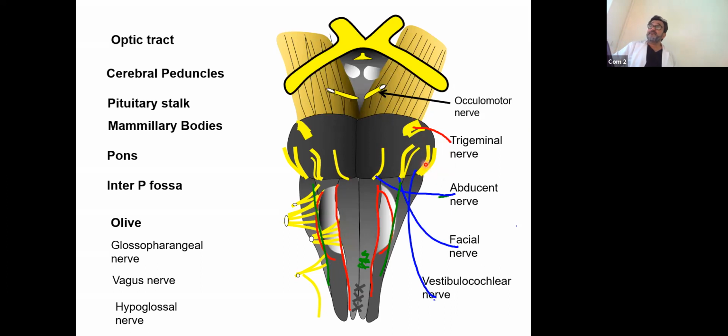Then you see the eighth cranial nerve, which is at the lateral most part of the junction of the pons and medulla, and this is called vestibulocochlear nerve. So it has vestibular and cochlear components. Vestibular is for balance, and cochlear is for hearing. So this is the eighth cranial nerve. This is mainly responsible for balance and hearing.